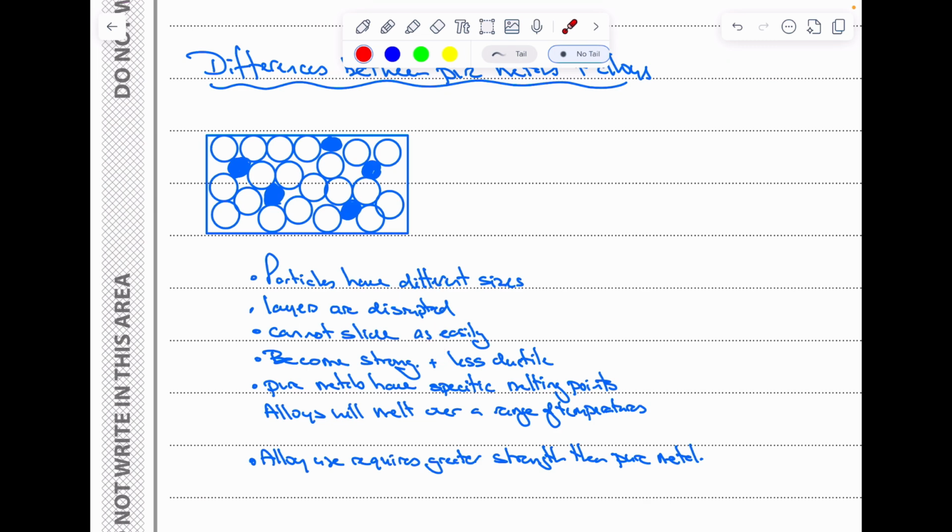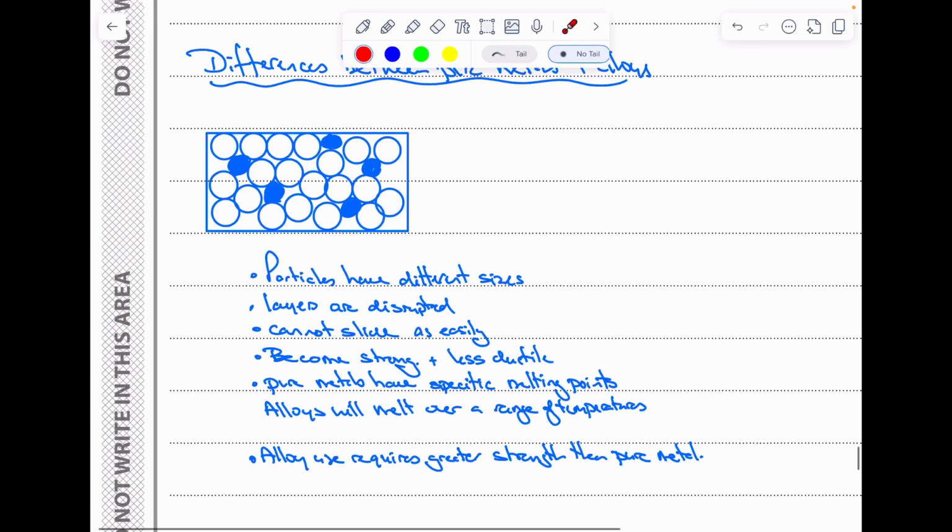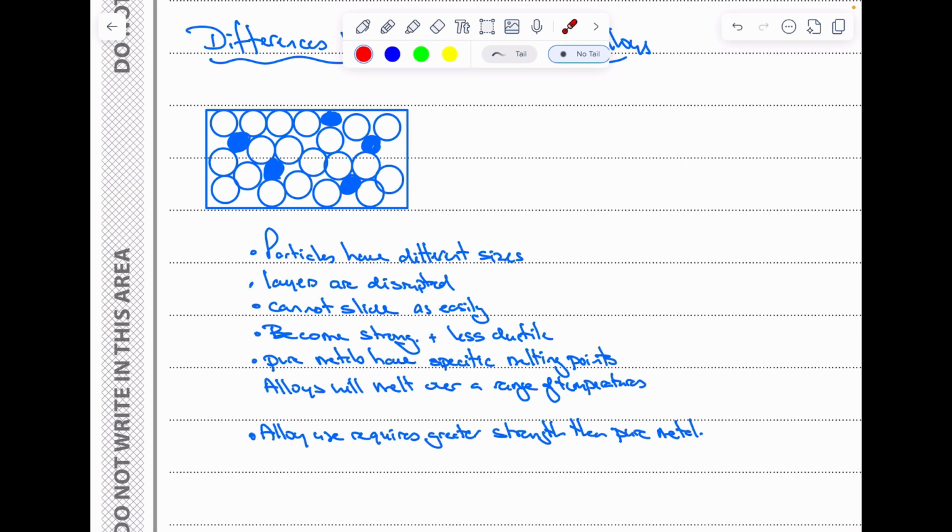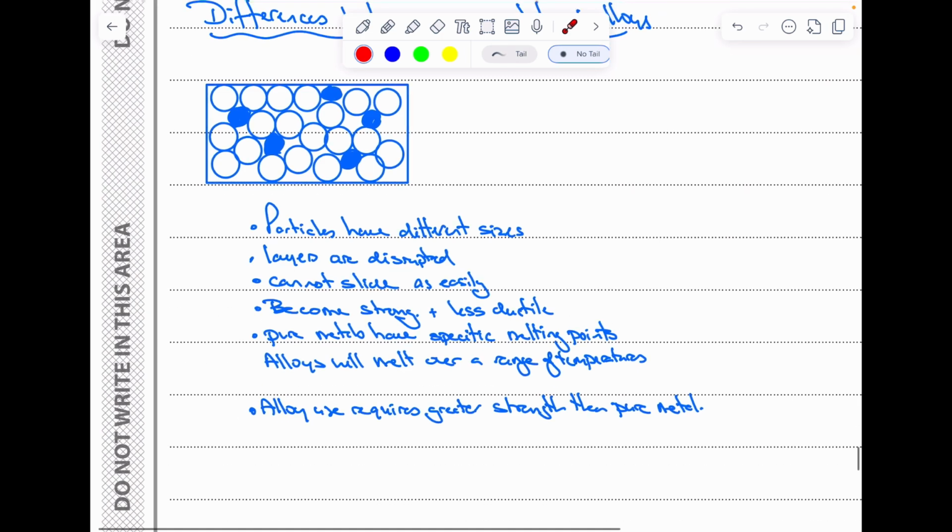I've also said that pure metals have very specific melting points. So they will melt at a certain temperature, whereas alloys will melt over a range of temperatures. And I've also said that another difference is alloys use requires a greater strength than the pure metals. And that's why we have to make the alloys in this way, because that gives us the extra strength in there. What I will do is a lot of bullet points there.